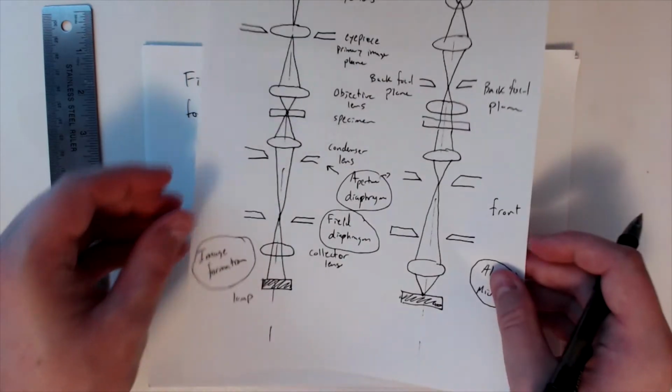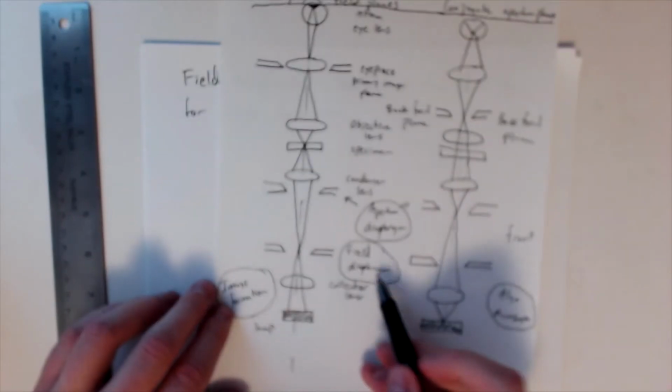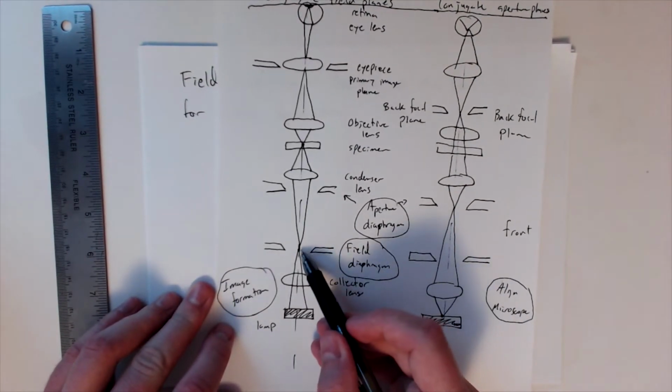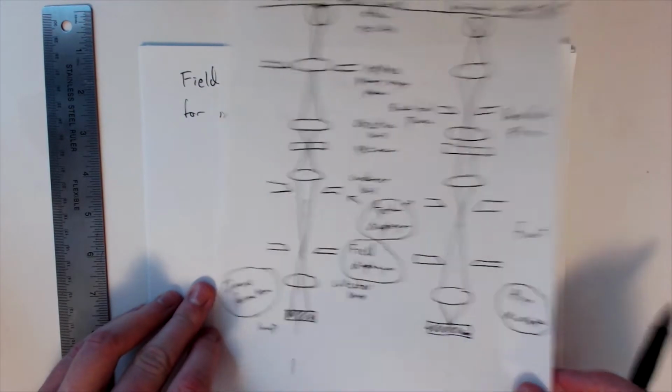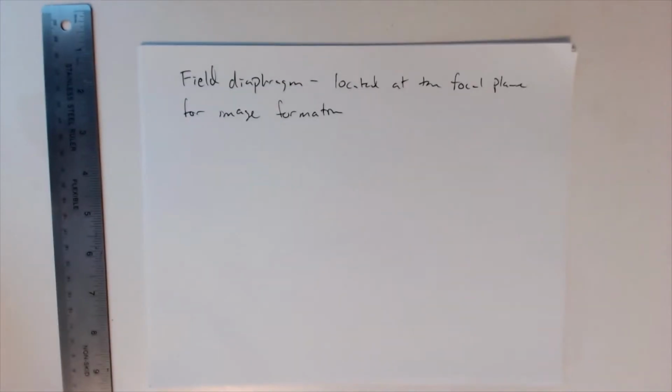So again, let me go back to this real quick. You can see the field diaphragm here. This is where it converges. So this is the image plane, or this would be conjugate to the image plane. So it's the focal plane on the front side.